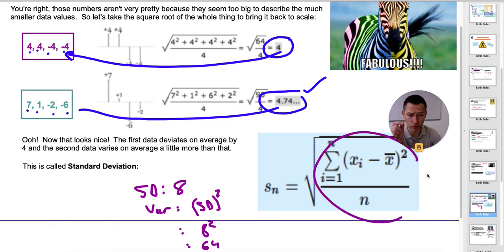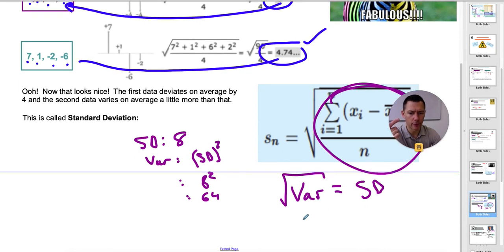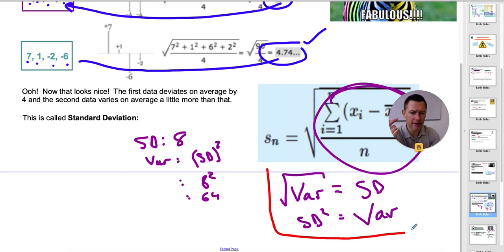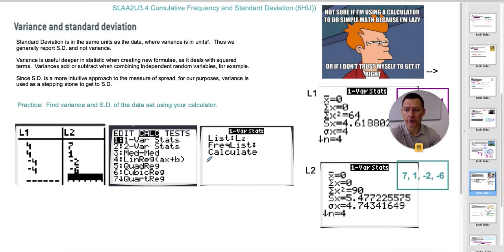That's the fussy trick. You don't need to know the equation inside, but you do need to know A, how to get this with your calculator, and I'll show you that in a second, and B, the square root of the variance is the standard deviation, and therefore the standard deviation squared is the variance. I don't think that's in your formula booklet. That's something they want you to memorize, I think. I don't know that it's particularly useful, an annoying little trick, but remember that part. Okay, let's find this with our calculator.